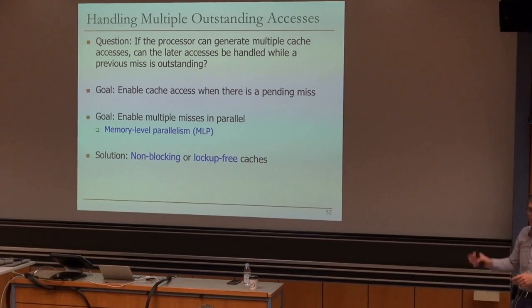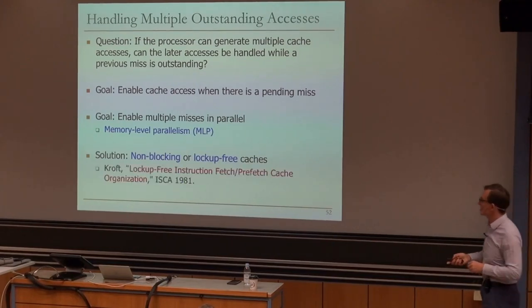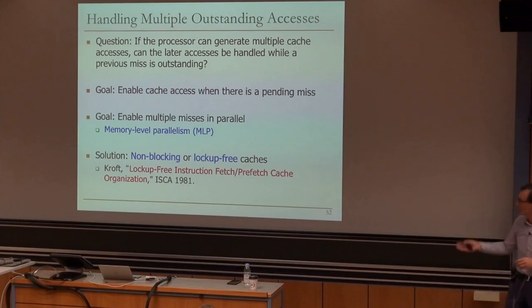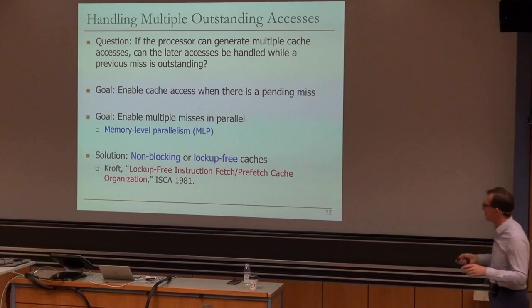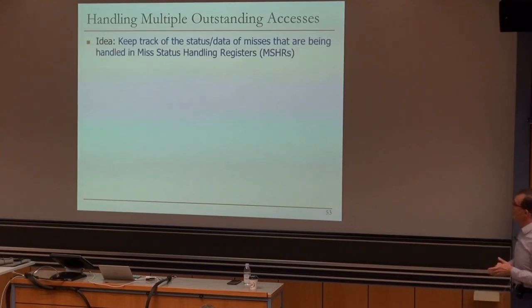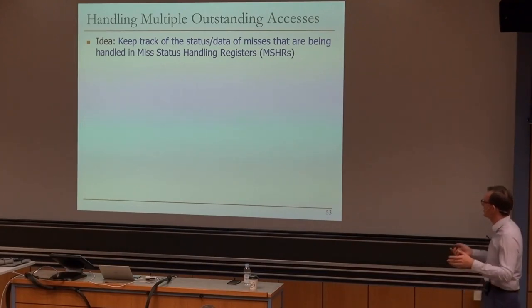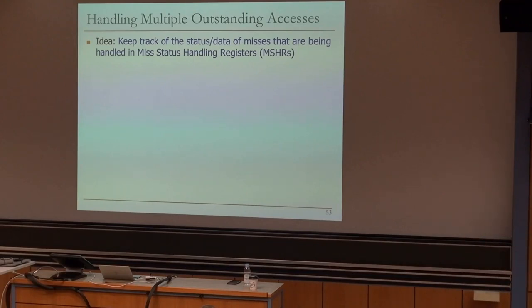So the solution that has been proposed is called non-blocking or lockup-free caches, and this is a relatively old idea. As you can see, it's almost 40 years. It's employed in all processors that support caches today. The idea is very simple, actually. You keep track of the status and data of the misses that are being handled in some buffer. That's called a miss buffer, or it has this interesting name, miss status handling registers, or holding registers, people call it differently, MSHRs. But this is actually commonly known in the architecture community. If someone says MSHR and you don't know it, then you're not an architect, probably.